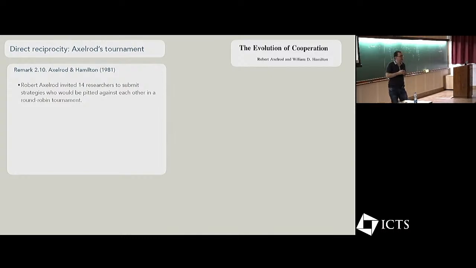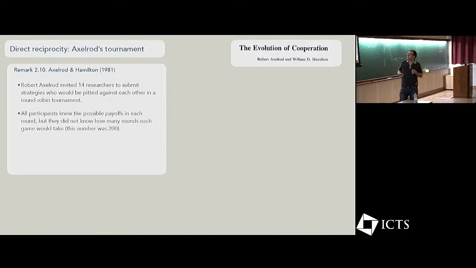So he asked 14 experts, like political scientists or psychologists or mathematicians or economists. And he told them, by the way, I organize a tournament. Please tell me what is the strategy that you think is the best strategy of the repeated prisoner's dilemma. All these strategies will play against each other, and then we determine the winner. All participants knew what the possible payoffs in each game were. They didn't know for how long the game is played, for example. In the tournament, it happened that the game is played for 200 rounds, but the participants didn't know that.